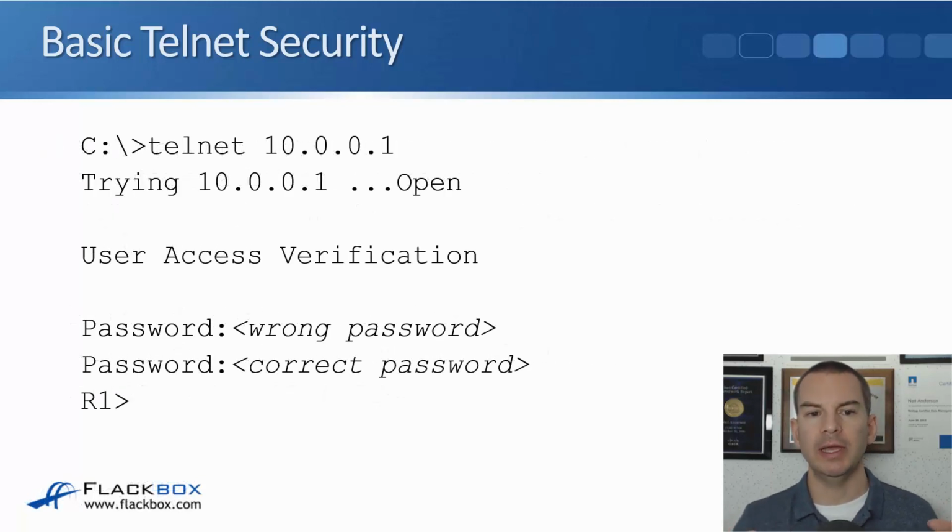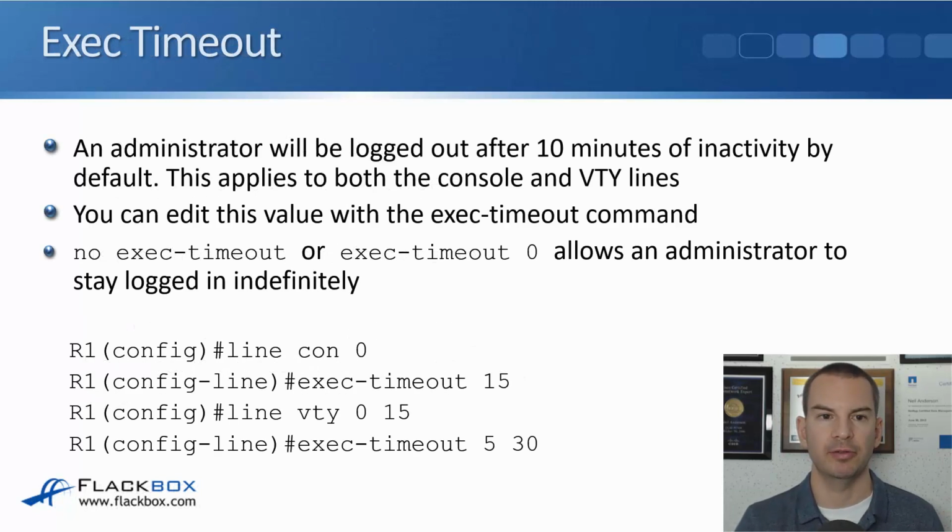Once we have configured that, if I'm on my administrator workstation and I go to Telnet to the router, the way I would do that would be Telnet 10.0.0.1, the IP address. It will then prompt me for a password, and I have to enter the correct password there. When I do that, I'll get into the user exec mode, as you see here. Okay, so that was console and Telnet passwords.